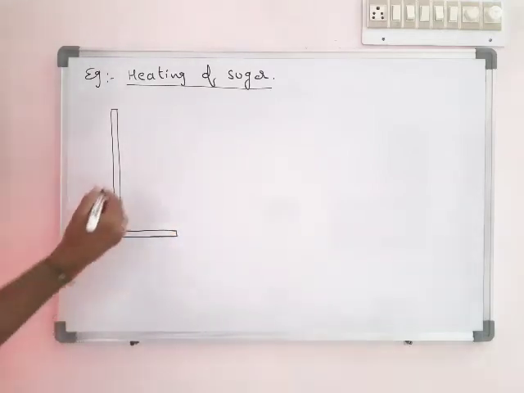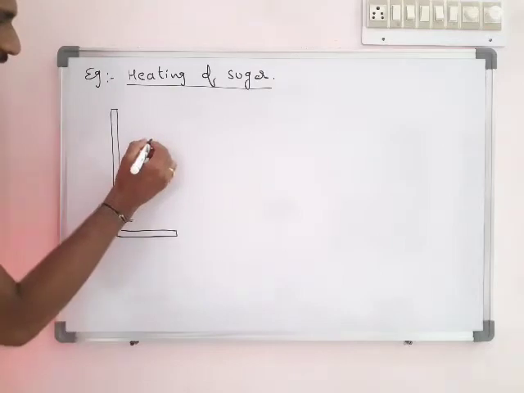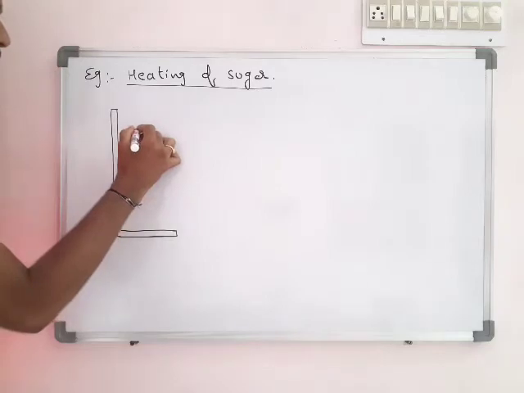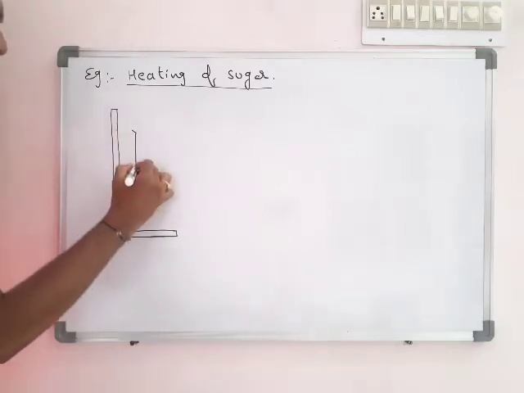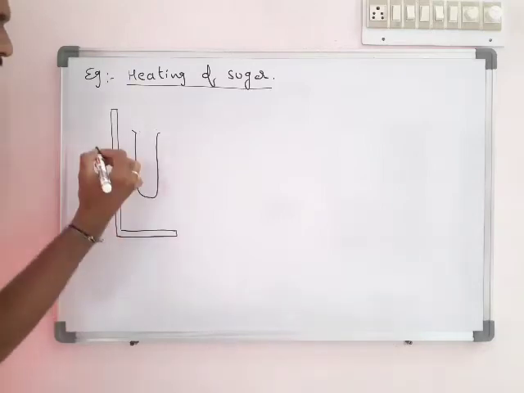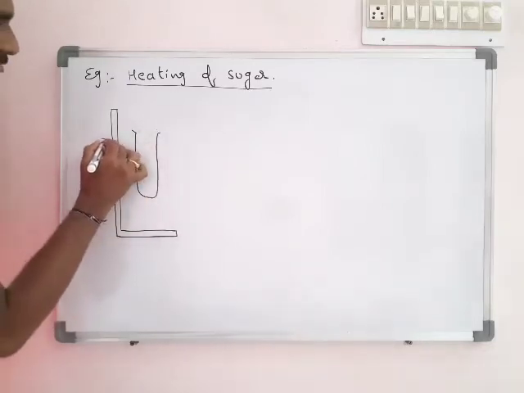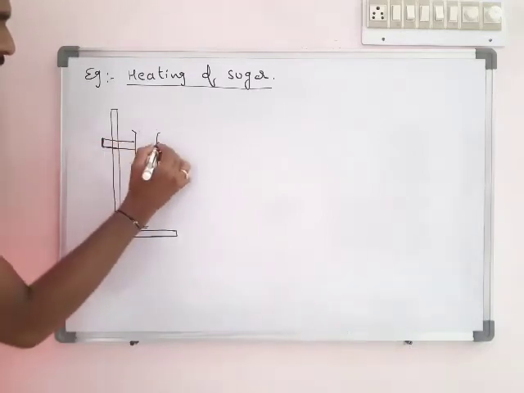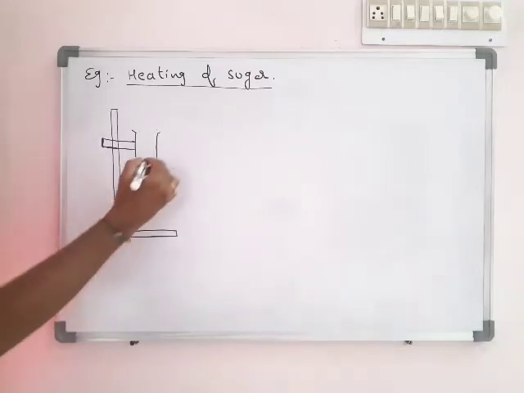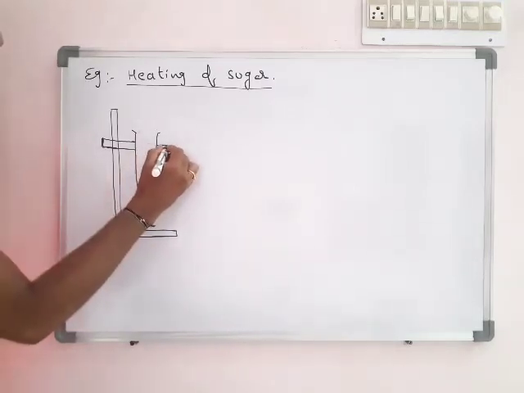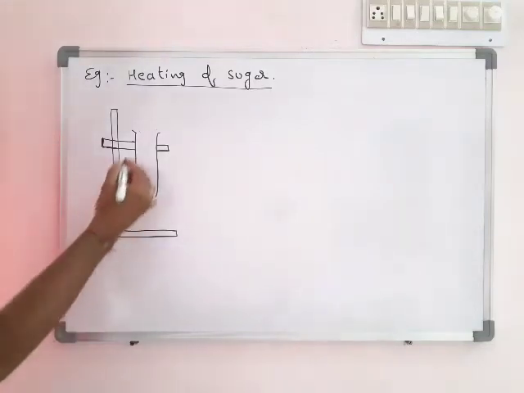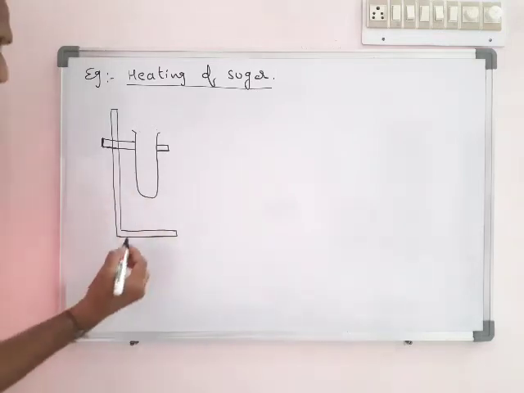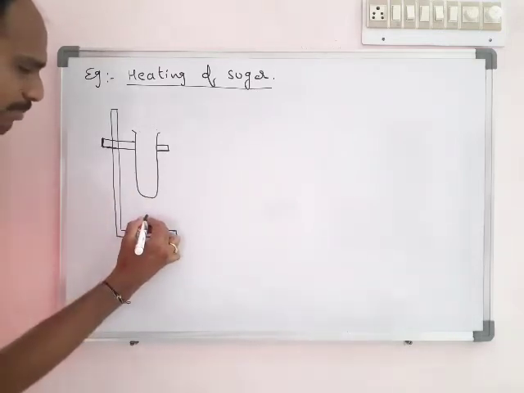We are taking a stand and a test tube. It's called a test tube. It is fitted to this. The test tube is fitted tightly here, and we are taking sugar in it, and we need to heat it with the help of a burner. So there is a burner present.